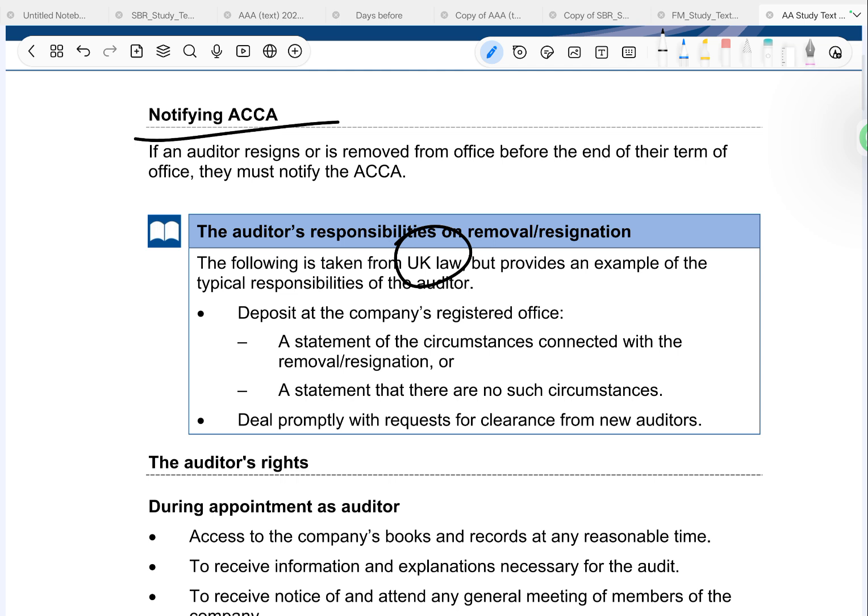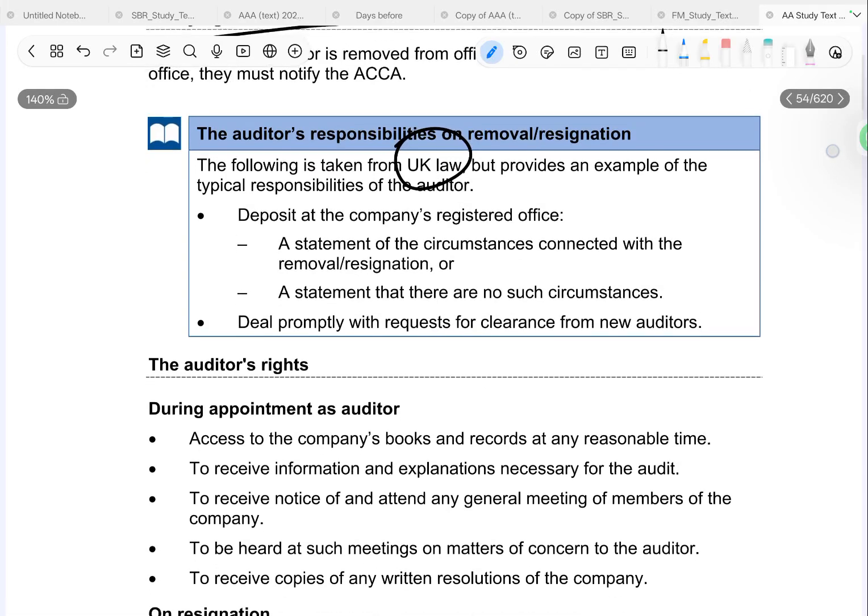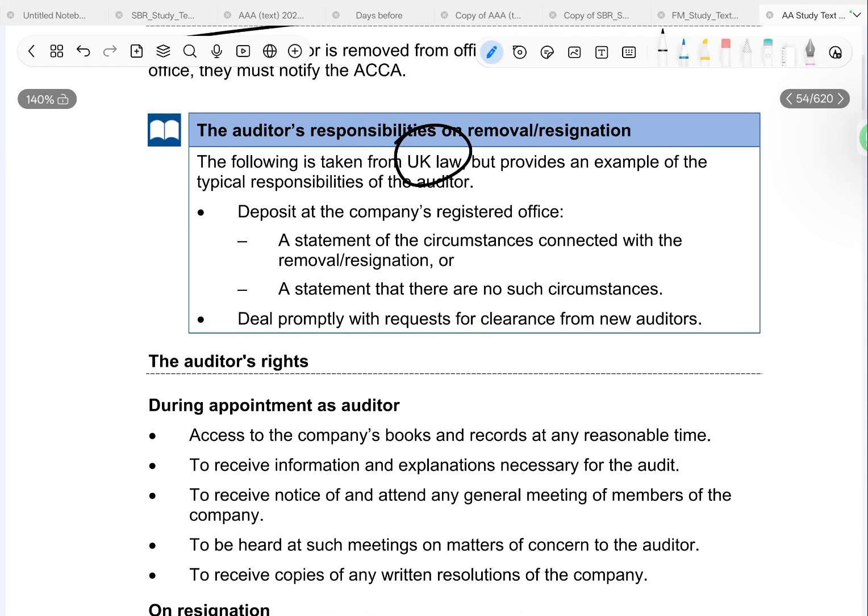Another important responsibility is that the auditor must deal promptly with requests for clearance from new auditors. Now you might be wondering, what does clearance mean here? When a new auditor is about to accept an audit engagement, they usually contact the previous auditor to ask if there are any professional reasons why they should not accept their appointment. So the previous auditor must respond honestly and promptly to these requests.